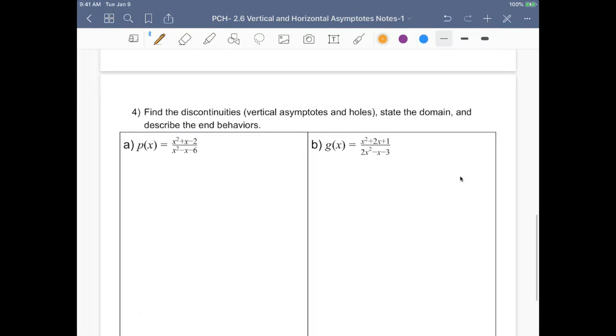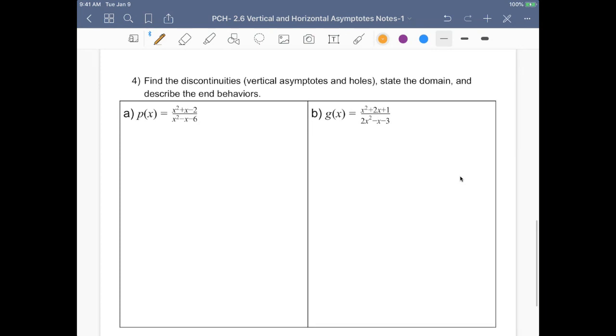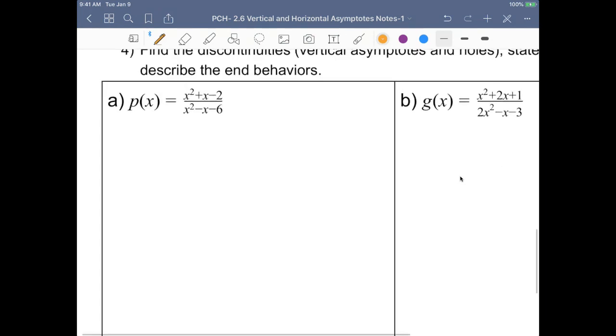We are going to state the discontinuities, the domain, the range, and the end behaviors for part A, and then we're going to say part B for class. Okay, so this one, first we want to figure out our discontinuities, so let's factor the top. x minus 1 times x plus 2 over x minus 3 times x plus 2.